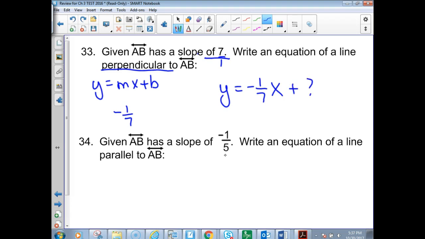Line AB has a slope of -1/5. Write an equation of a line parallel. It can be any answer you have with a -1/5. x has to have an identical slope plus any number you want to put in the question mark position. It could be a 0, could be anything.